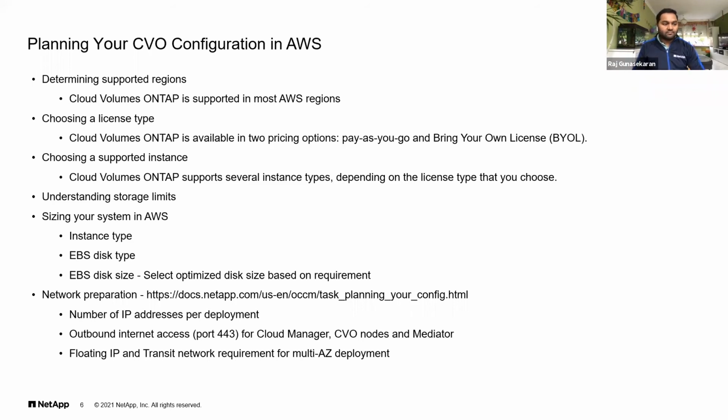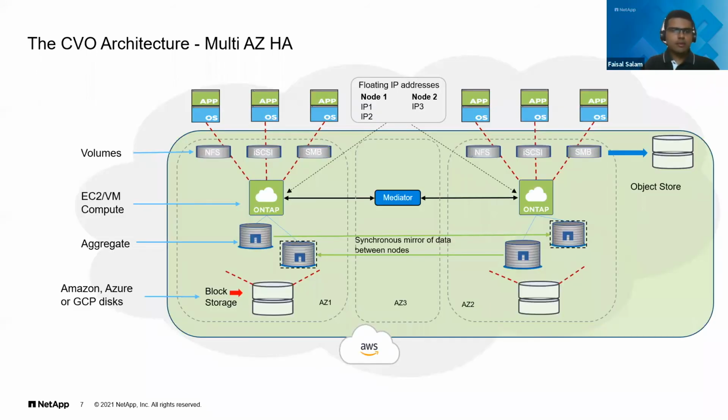Thanks, Faisal. Thanks, Raj. Right. So here we'll take a look at the Cloud Volumes ONTAP architecture, and this is specific to the multi-availability zone deployment. As you can see here, there are three main components to the CVO deployment. There is node 1, which you see in availability zone 1, node 2, which is in availability zone 2, and the mediator, which sits in between in availability zone 3, right?